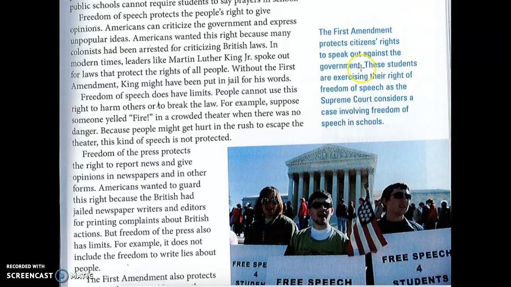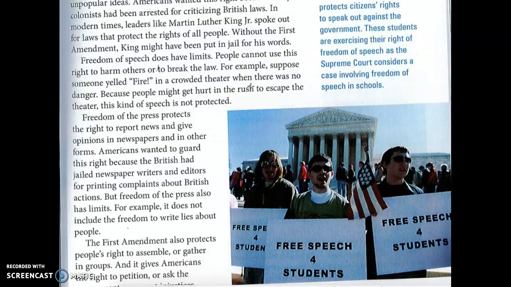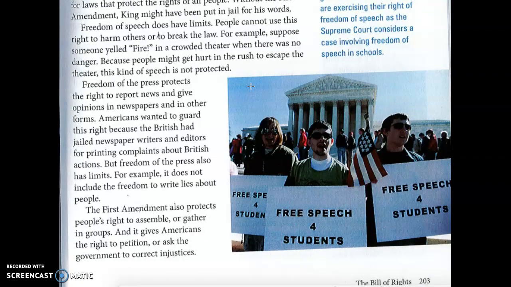If we look up here for this caption, the First Amendment protects citizens' rights to speak out against the government. These students here are exercising their right of freedom of speech, as the Supreme Court considers a case involving freedom of speech in schools.